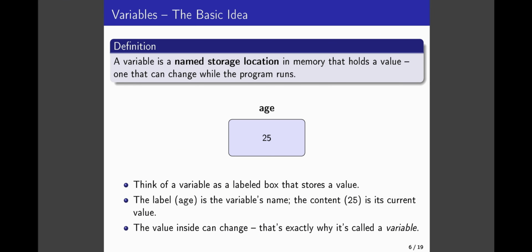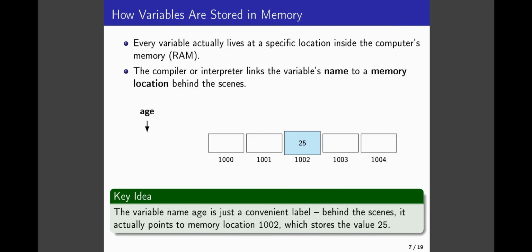The value inside this box can change while the program is running. Today it might hold 25, tomorrow it might hold 26. The name stays the same, but the value inside can vary. That's why it's called a variable. Now you understood, I think. So we understood variables, but how are variables actually stored in memory? Where does the variable actually live in memory?